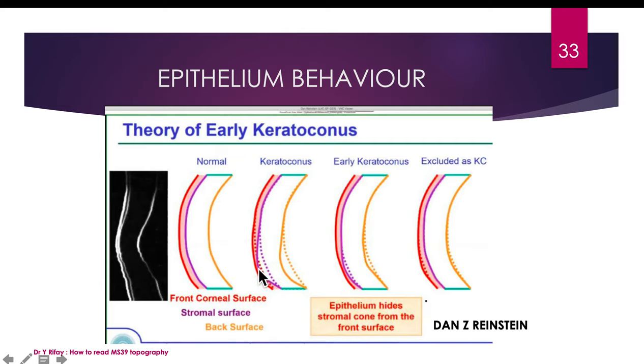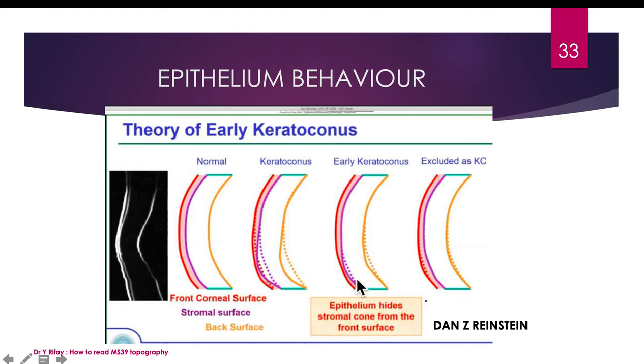In this case, the topography will be abnormal because the bulging is very important. But in this case, the bulging is very small, and the epithelium tries to smoothen the cornea. And in this case, the epithelium hides the stromal cone from the front surface. So we'll have here a normal topography, but an abnormal epithelial map.